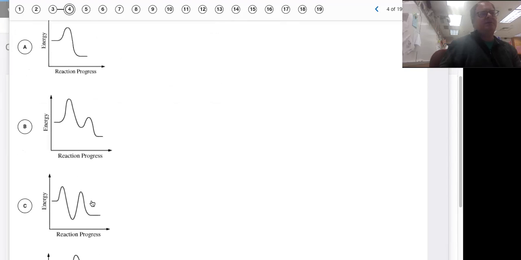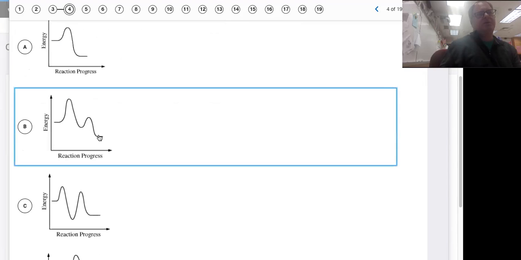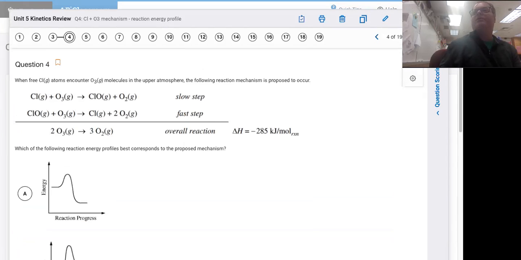Which of these 2 do you think? What's the difference between these 2? Well, if we take a look here, for our intermediate, we go way down here, and that's going to be a problem. We're not going to lose more energy than our products are going to be. So this is going to be the one that we would look for. Just a little subtle difference there.